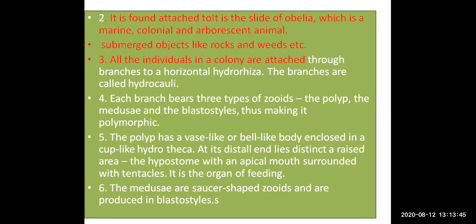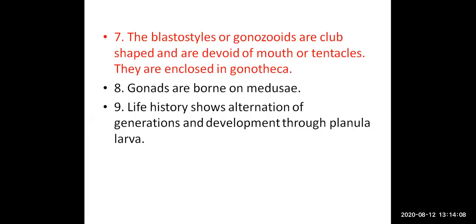The polyp has a vase-like or club-like body enclosed in the cup-like hydrotheca. At the distal end lies the hypostome with an apical mouth surrounded by tentacles. It is the organ of feeding. The medusae are sub-cylindrical and produced on blastostyles. The blastostyles are gonozooids, club-shaped and devoid of mouth and tentacles. They are enclosed in gonotheca. Gonads are borne on the medusa.